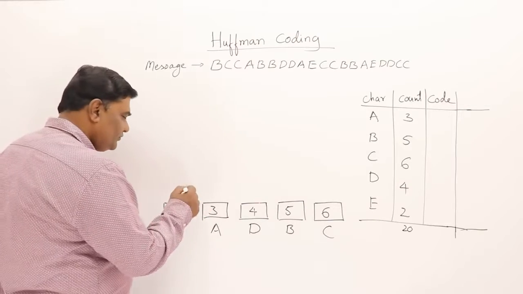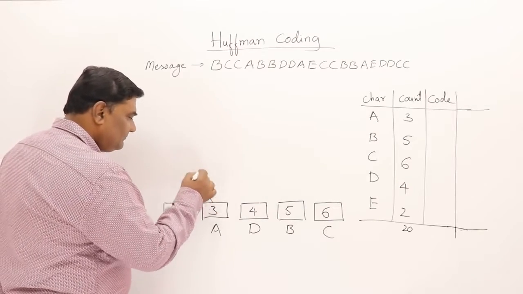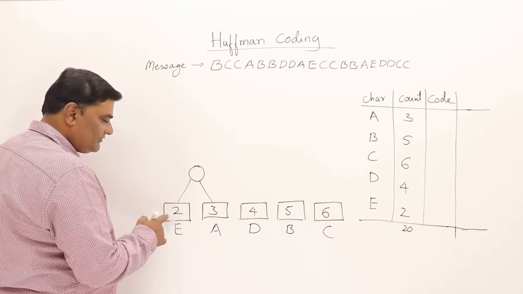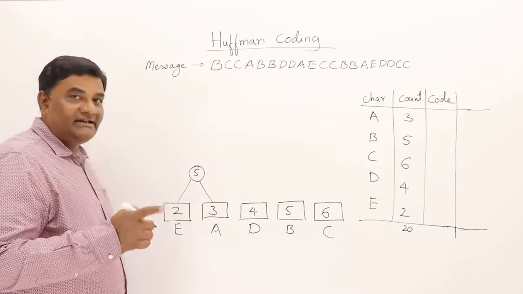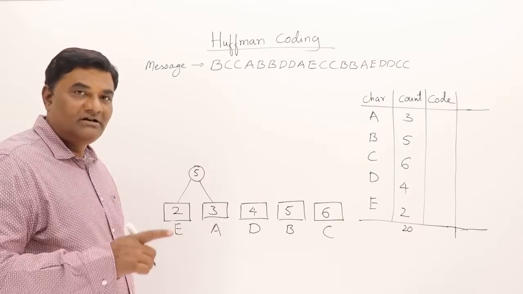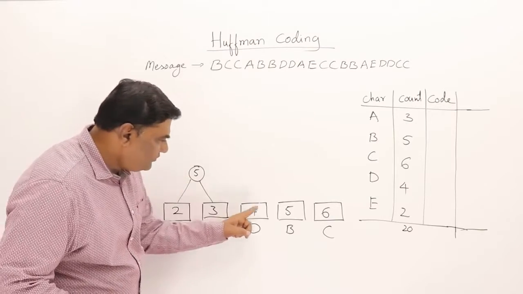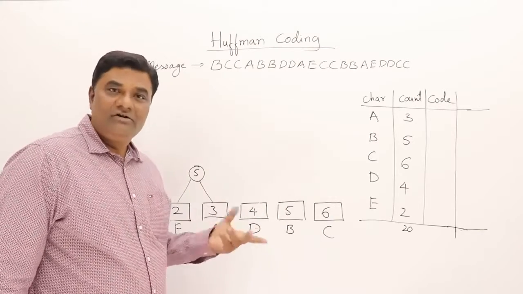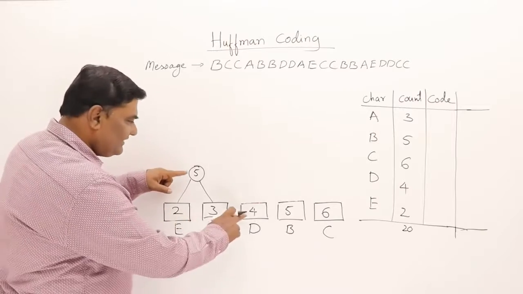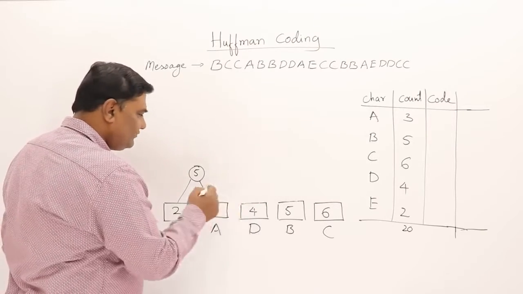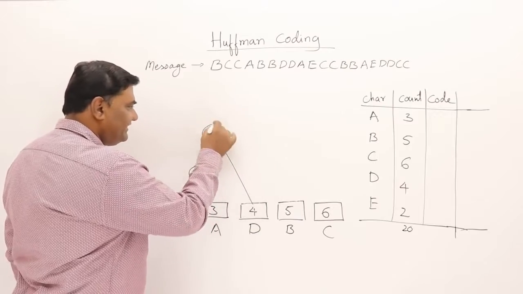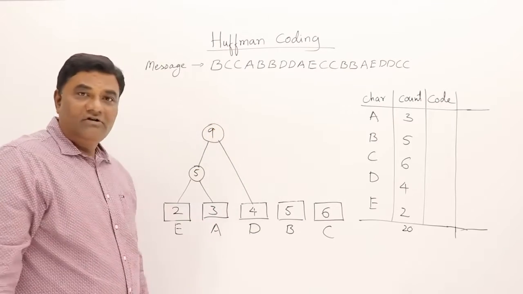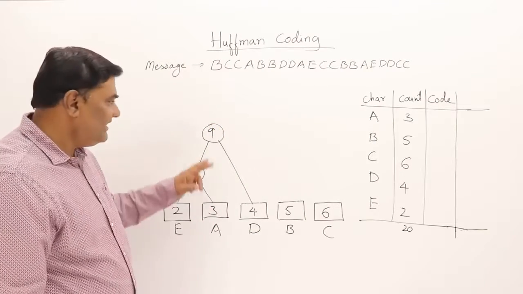So what should I do? Merge the two smallest ones and make one node. So this is 2 plus 3, this is 5. Now next select the two smallest and form a node. So 5, 4, 5, 6 are remaining. Out of these, which are the two smaller? Either I can take this 5, 4 or that 5, 4. So I will take this one. So I'll combine this one with this. So this is 9.